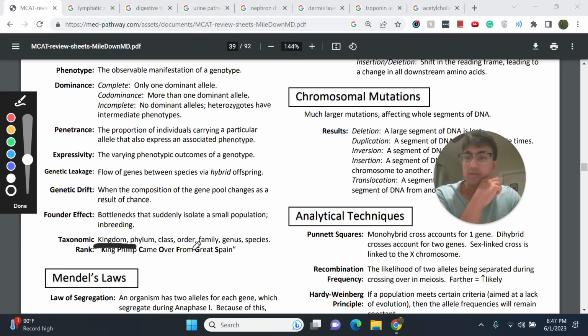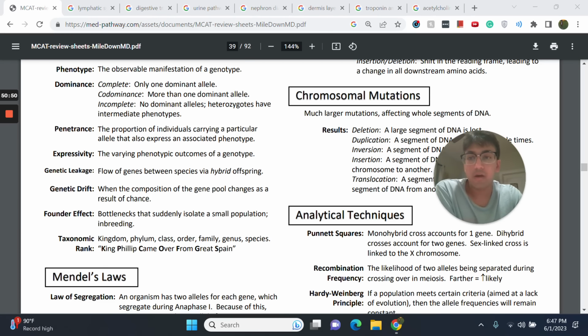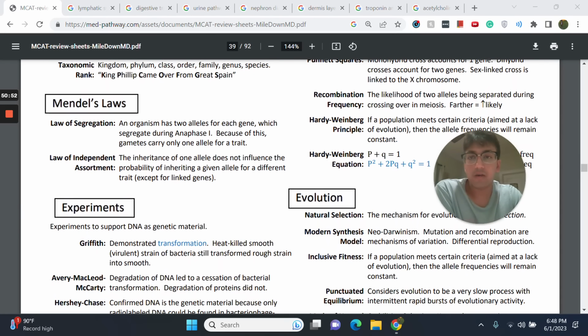It's not very high yield to know this, but it's still not that difficult to memorize if you remember King Philip came over from Great Spain. Okay, next we have Mendel's laws. There's the law of segregation and law of independent assortment.